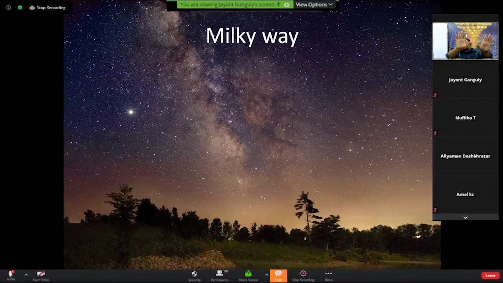This continuum is observed if you have a lot of stars that you can't resolve with your eye. So that is what the Milky Way is. There are a lot of stars in that particular direction. All these stars belong to our own galaxy, the Milky Way galaxy.